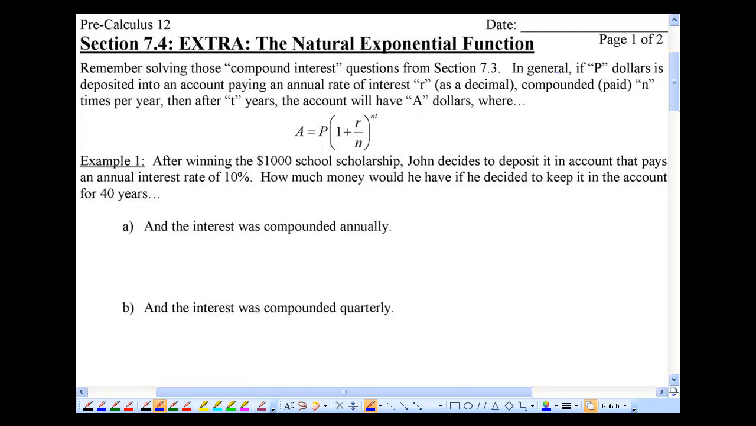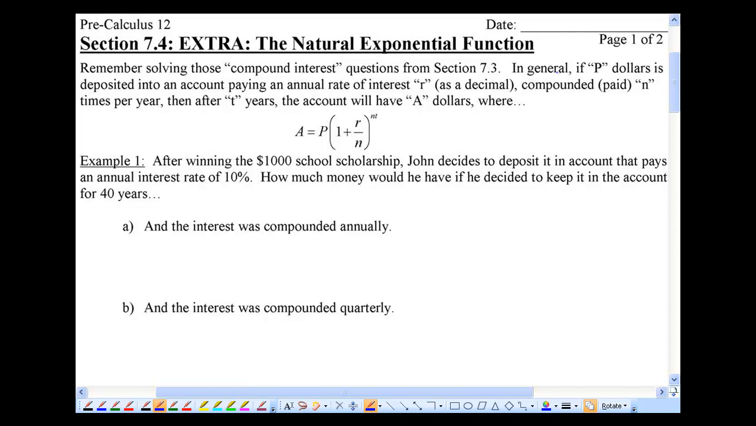Call this section 7.4, although there actually isn't a section 7.4 in your textbook. I thought I'd throw this in, especially for those of you taking AP Calculus. You'll see this very soon, or you've already seen this. We're going to talk about something called the natural exponential function.